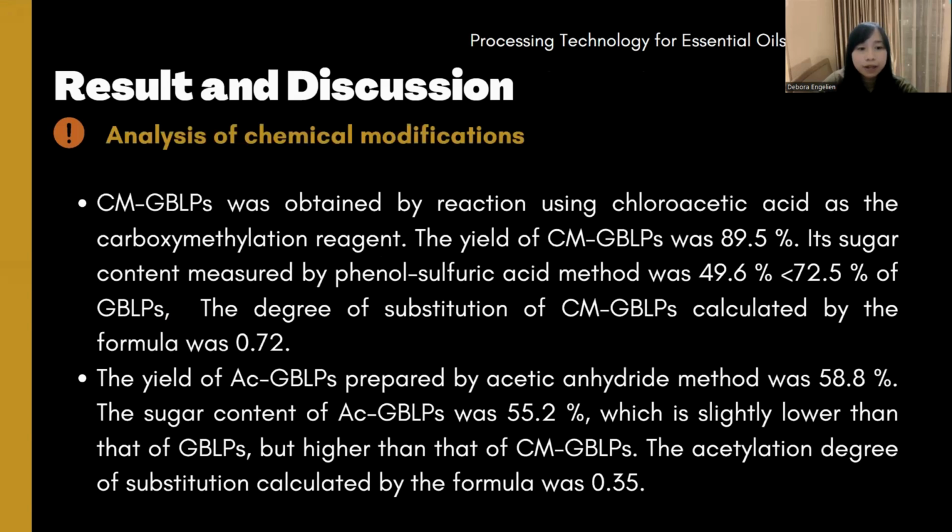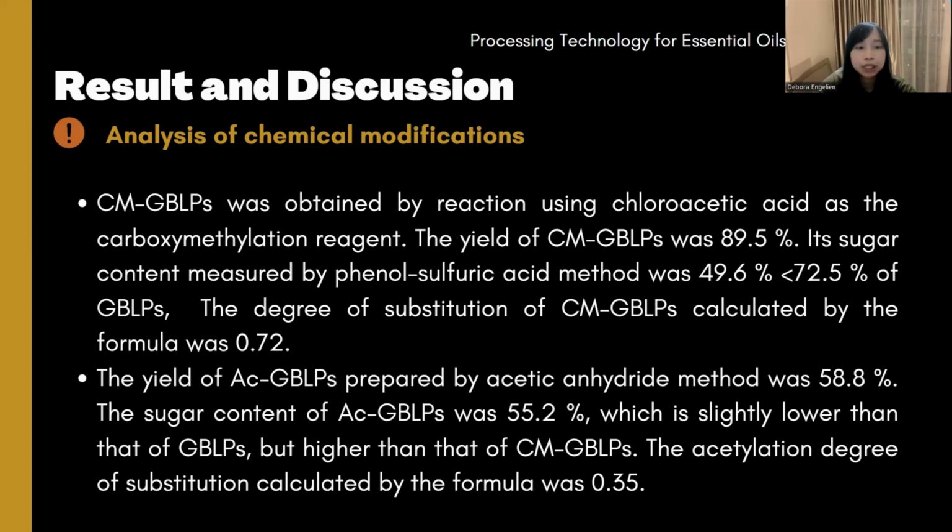And then next, we're gonna discuss analysis of chemical modification. In this part, CMGBLPS, or carboxymethylated Ginkgo biloba leaves polysaccharides, was obtained by a reaction using chloroacetic acid as the carboxymethylation reagent. This is based on the principle of using alkali to alkalize the polysaccharide, and then using the electrophilic nature of chloroacetic acid for the esterification reaction.